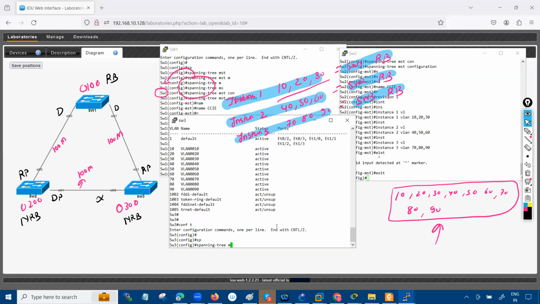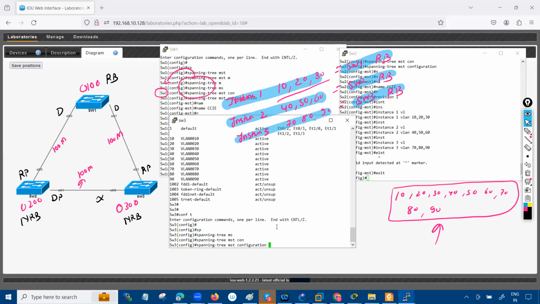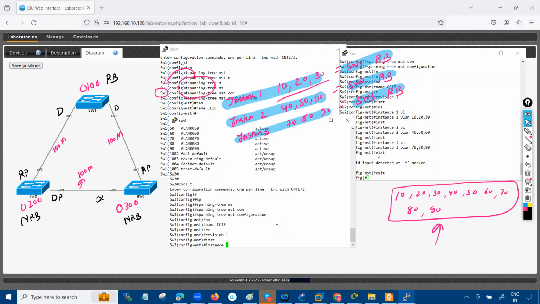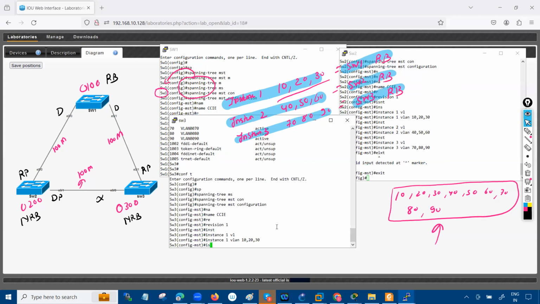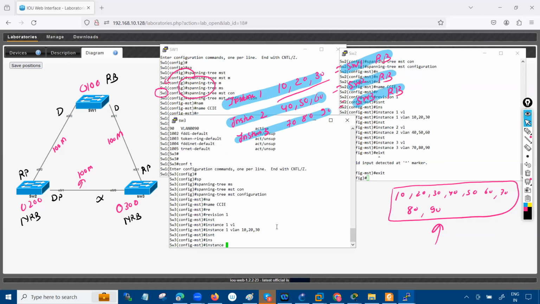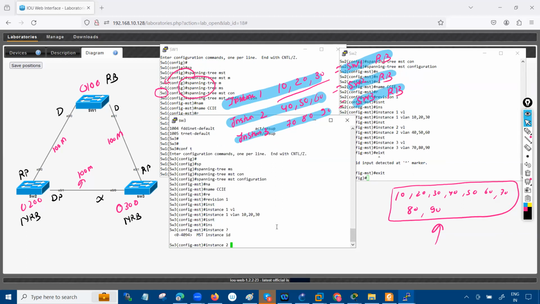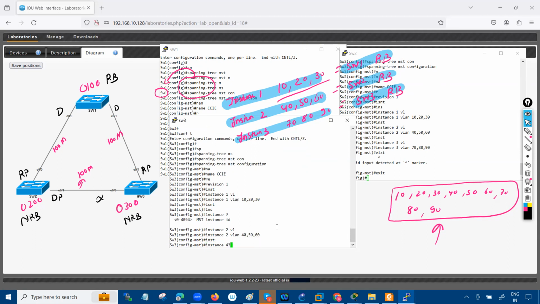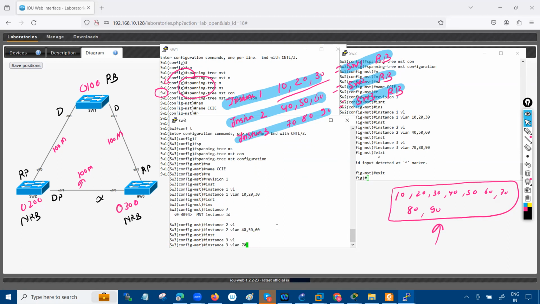The spanning tree mst configuration, you need to go into the configuration mode. Then what? Name will be CCI. The default name is null. Default revision is 0. I'm just going to add the 1. It means that someone has changed the database. Which database? The MST database, the MST configuration. So instance 1, VLAN numbers 10, 20, 30. Instance number 2, VLAN numbers 40, 50, 60. And instance 3, VLAN numbers 70, 80, and 90.